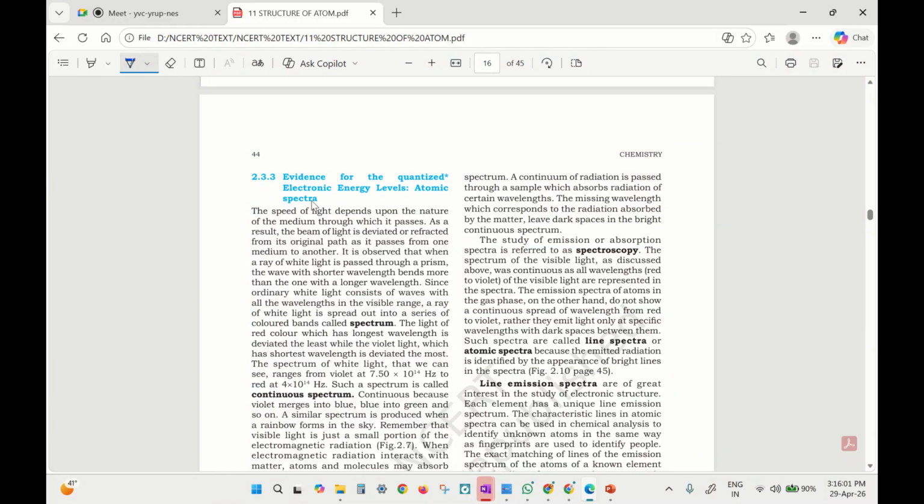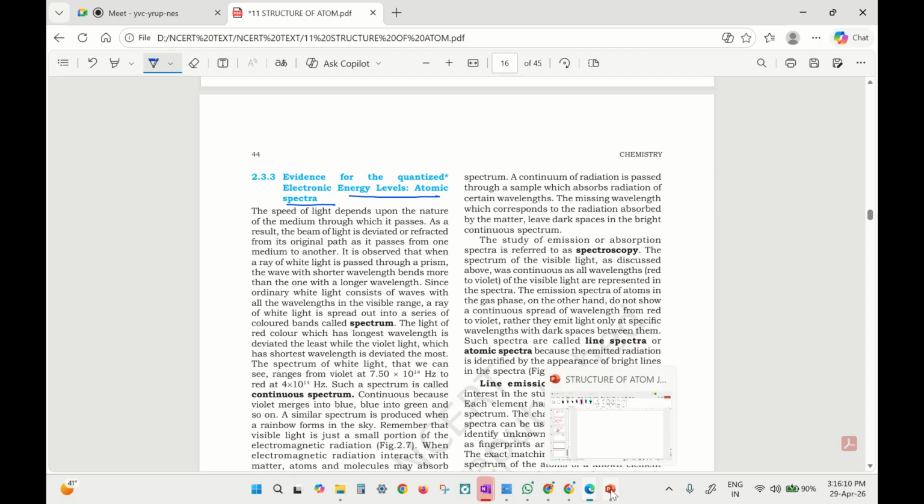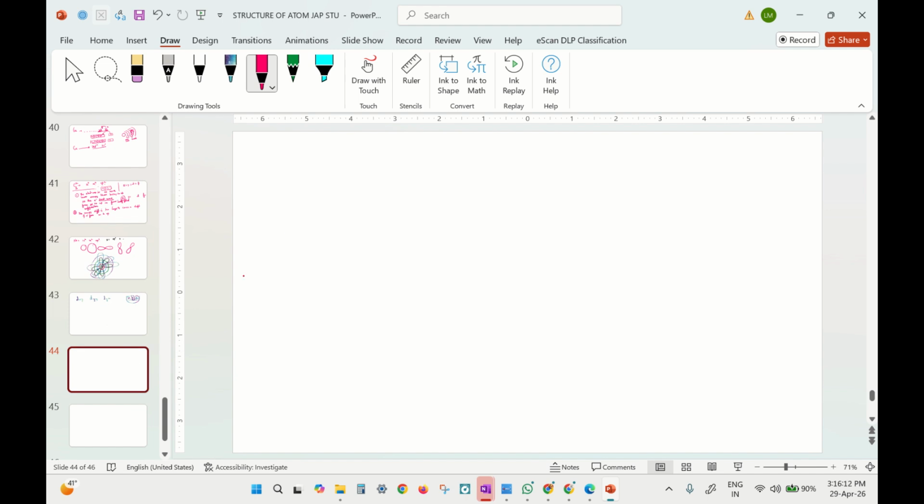Evidence for the quantized electronic energy levels. இங்க இருந்து ஆரம்பிக்கலாம். Okay. So we'll see, 3:16 ஆகுது. Another half an hour I have. Let us see how much I can finish. Okay. So basically Bohr's model. How it is different from Rutherford's model.